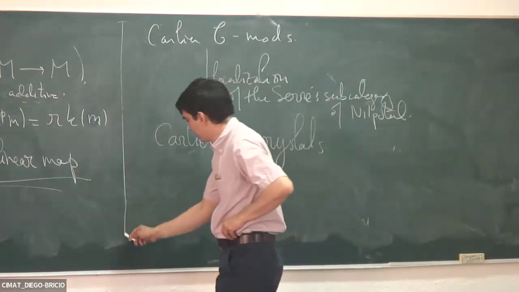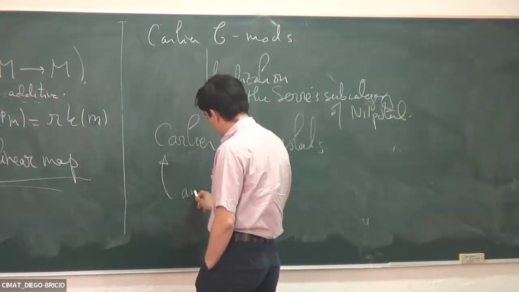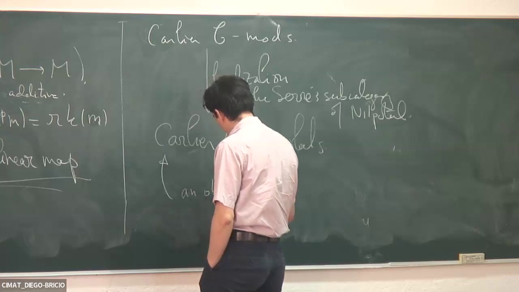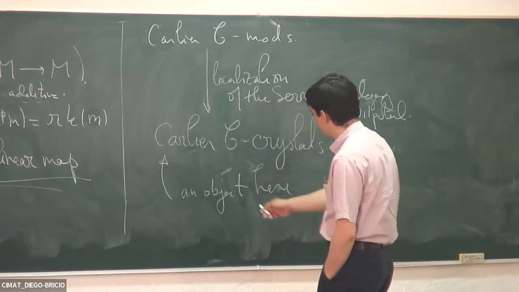Then what we saw is that an object here has finite length.